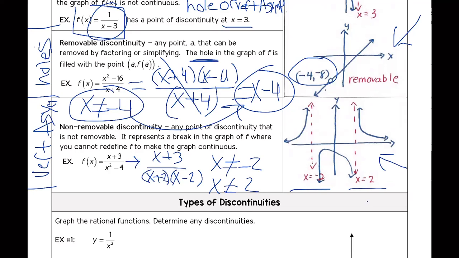And don't worry about the graph. I know that graph looks kind of crazy. We're just focused on where your asymptotes would be.